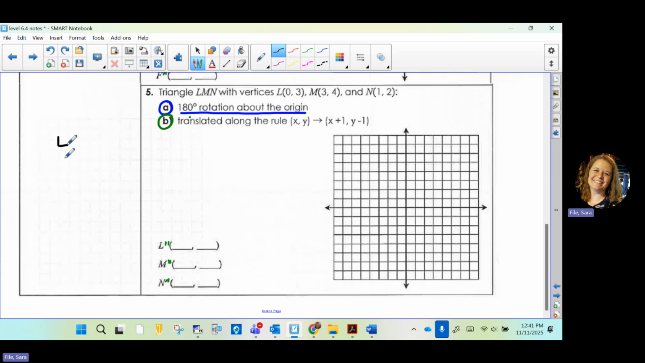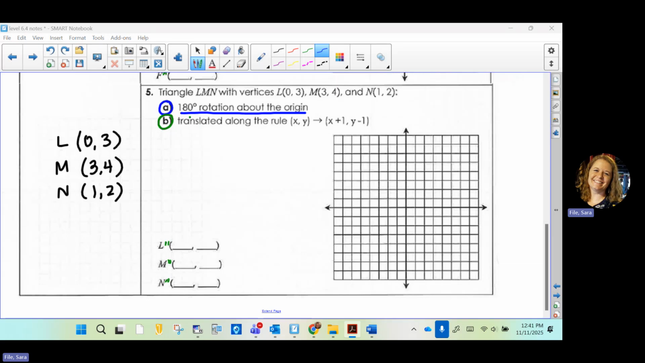So I'm going to list my 3 points. I have L, M, and N, which are at (0, 3), (3, 4), and (1, 2). So these are the original pre-image points. And then part A says 180-degree rotation about the origin. Notice it doesn't say clockwise or counterclockwise because 180 degrees doesn't matter. The 180-degree rotation is the same whether you go clockwise or counterclockwise.